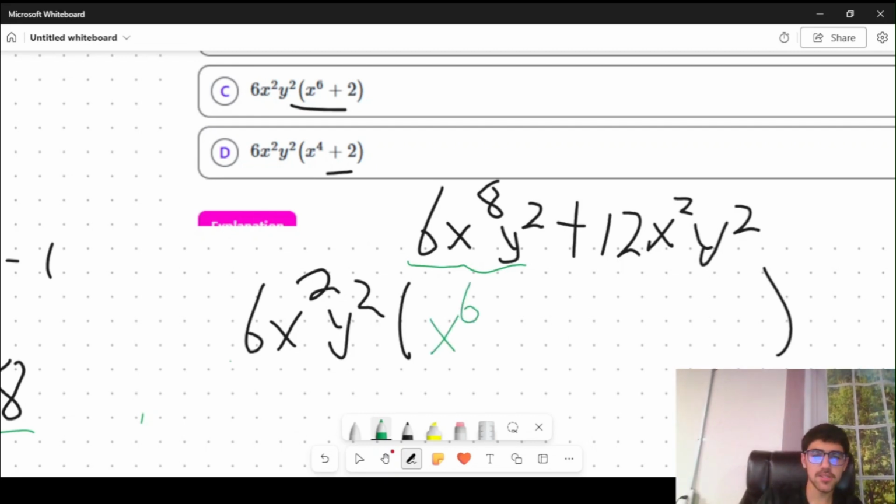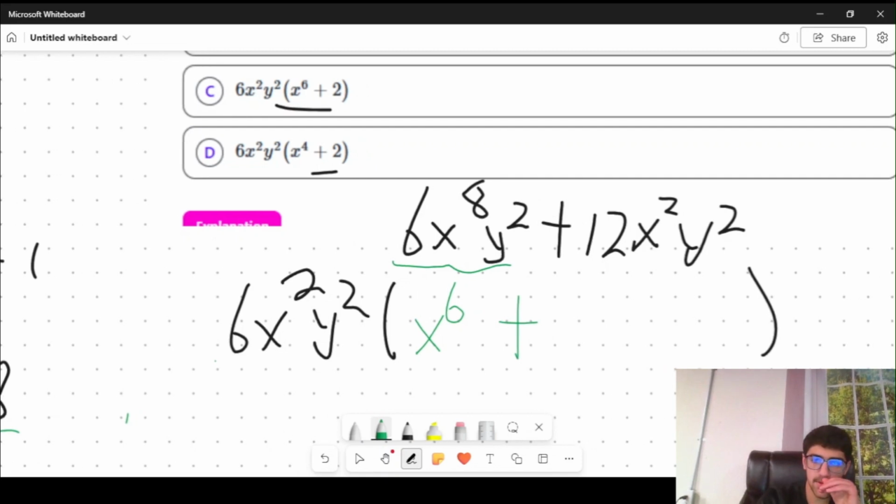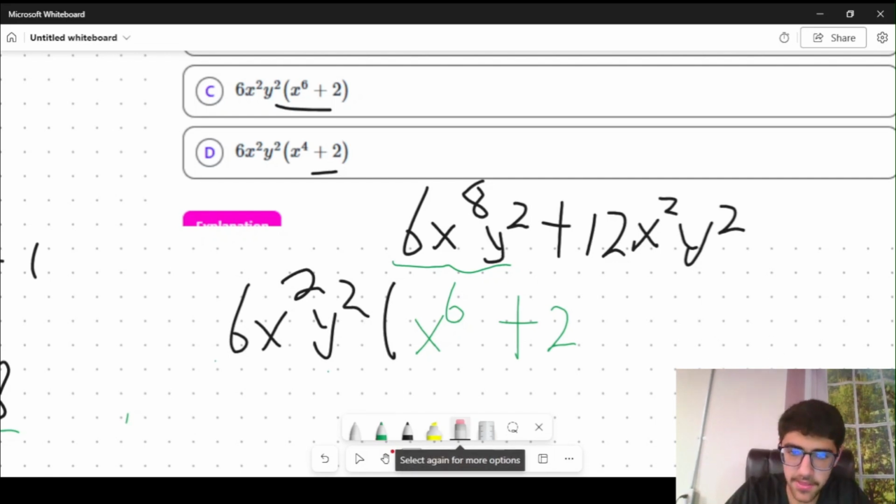And then y squared divided by y squared is y to the 2 minus 2, so y to the 0 is 1. X to the 6 times 1 is x to the 6. So we're done with the first part. Let's go to the second part. You have 12 and you divide it by 6. You're left with 2. You have x squared, you divide by x squared. Like we said, 2 minus 2 is 0, so you get x to the 0, which is 1. 2 times 1 is 2. Then y squared divided by y squared is the same thing as I just said. It becomes 1. So the final inner thing becomes x to the 6 plus 2.